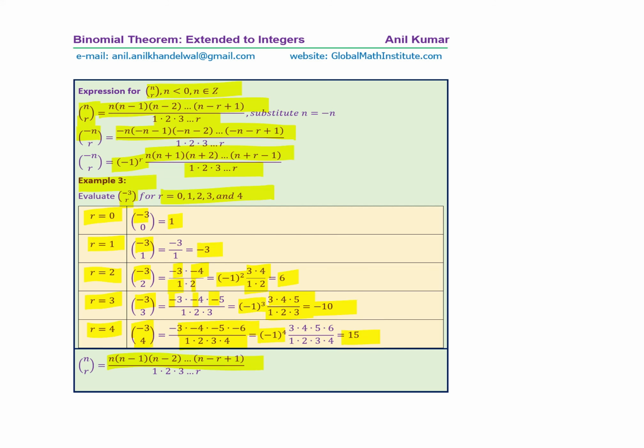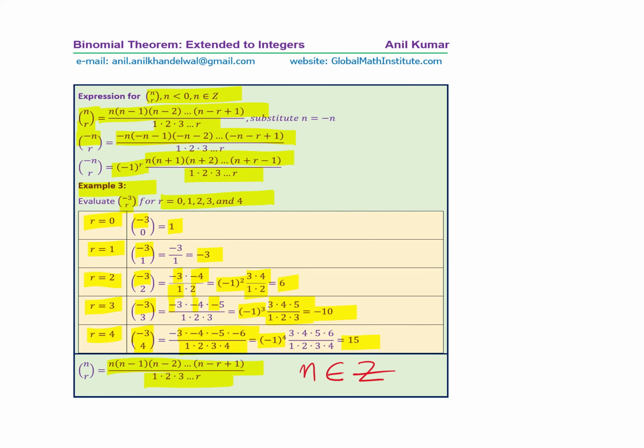And this formula works for all the values, whether n is positive or negative. So let's be very clear. In this formula, n belongs to integers for sure. We have tested this in so many different ways, and we found that it really works, right?